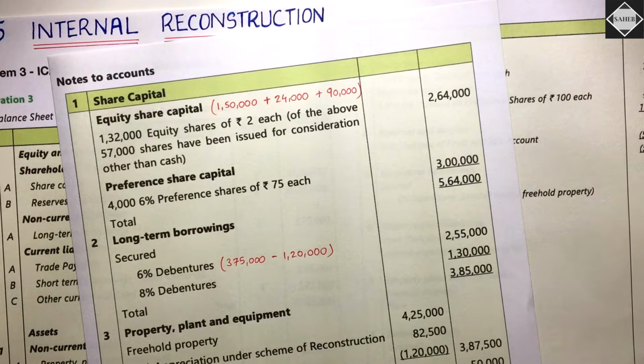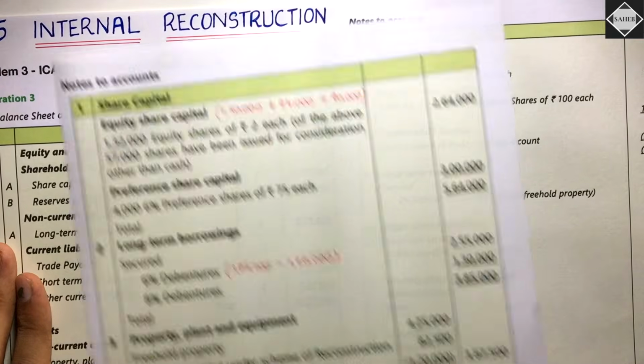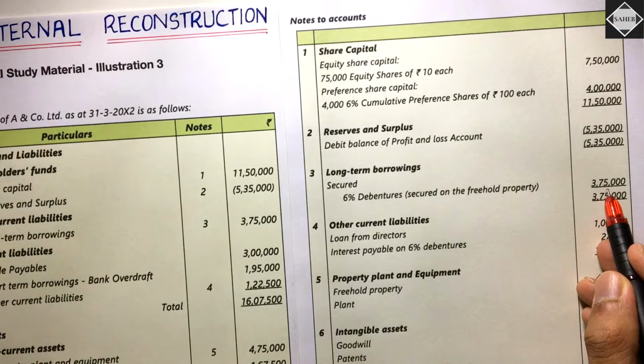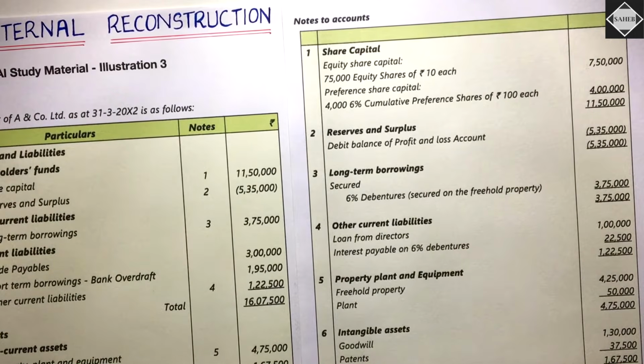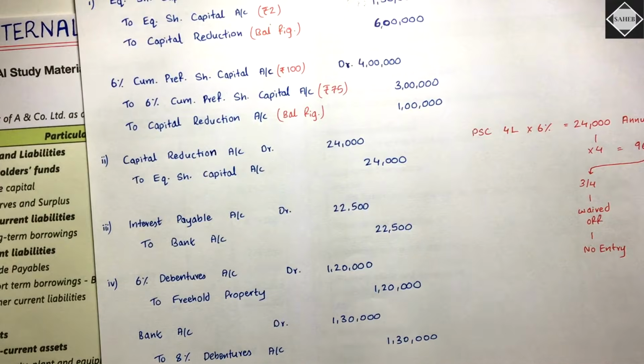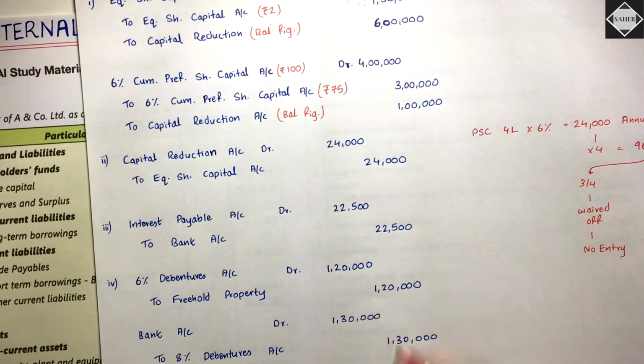Let's see. It's really simple. You have debentures, right? Long-term borrowing, secured debentures. First is 6% debentures, which were there previously also. How much? 3,75,000. What did you do to the debentures? In the scheme of reconstruction, debentures were reduced by 1,20,000. Why? Because they took the freehold property of 1 lakh book value at a revalued amount of 1,20,000. Debentures are debited by 1,20,000, which means they have been reduced by 1,20,000.